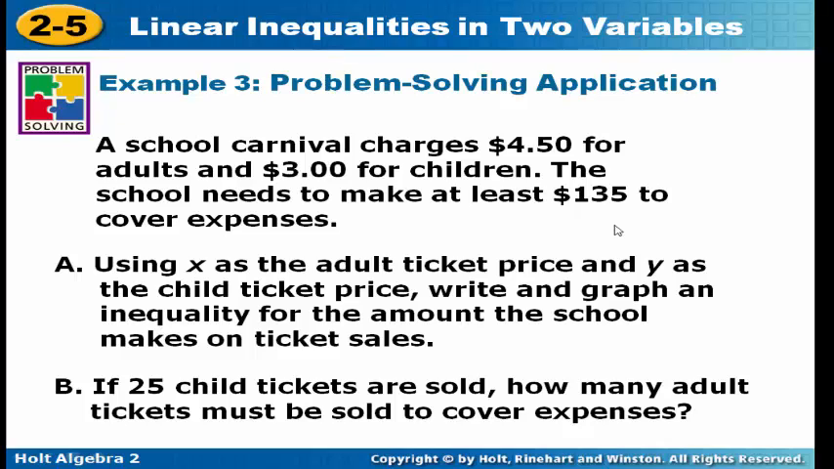The school carnival charges $4.5 for adults and $3 for children. The school needs to make at least $135 to cover expenses. Using x as the adult ticket price and y as the child ticket price, write and graph an inequality for the amount the school makes on ticket sales. If 25 child tickets are sold, how many adult tickets must be sold to cover expenses?